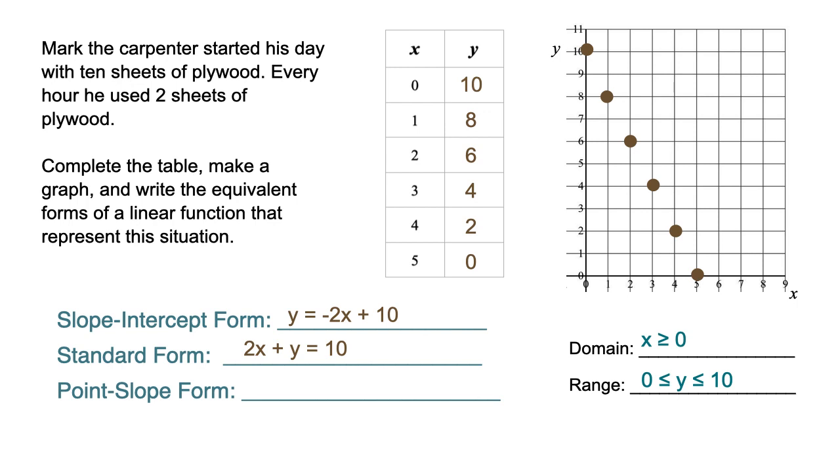Now the point-slope form of the line, we can use any point that satisfies this function, any point that is on the graph or in the table. I'll use this point, (2, 6). And the point-slope form of the line is y minus this y value of 6 equals the slope of -2 times x minus that x coordinate of 2. And we'll get more practice with that later on.